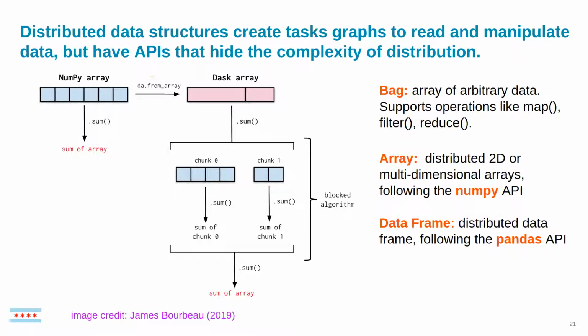The next data structure is an array. The array is meant to have an API that's extremely similar to NumPy, but it's broken up into multiple physical pieces. And I'll talk about that in a second. The third data structure that's really critical here is the Dask data frame. It has an API that's very similar to Pandas, but in reality, it's actually multiple small Pandas data frames stitched back together.